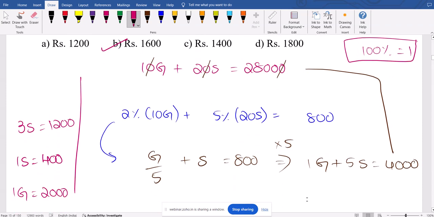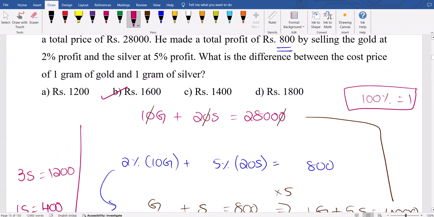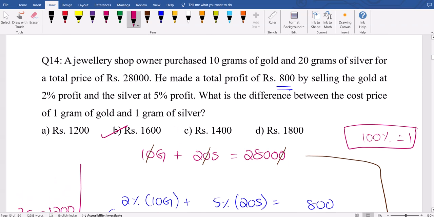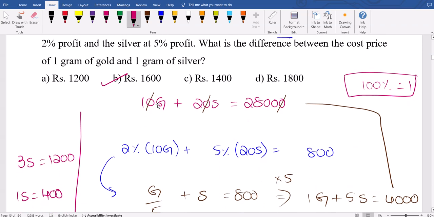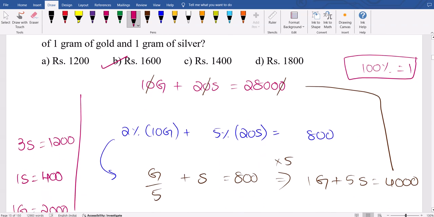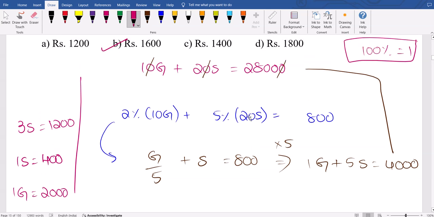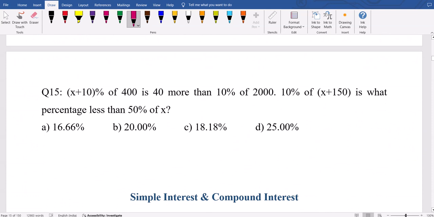Right? Check once on the screen. It's okay. 10 grams of gold plus 20 grams of silver, 28,000. Then 2% profit on gold, 5% on silver. Okay, we got 800. Now working on the two equations, two unknowns, we'll get the answer. This is regarding profit; the first one was regarding cost price. Let's see the next question.